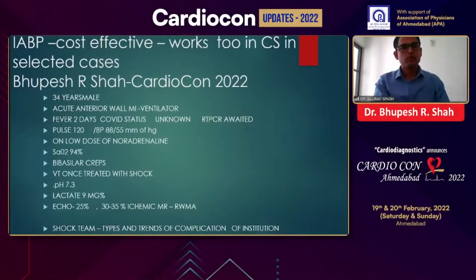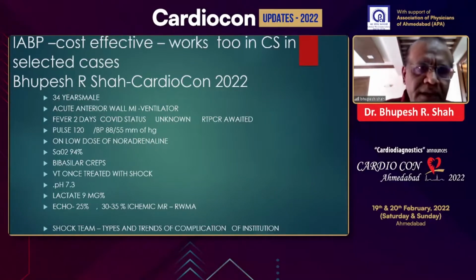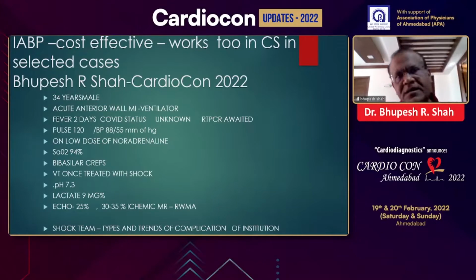Good evening, friends and seniors, and congratulations, Dr. Kamal. The history of the patient has already been described, but there are one or two important things which I would like to mention here. One is the history of fever. Even if the patient has corona, with proper precautions we can take this patient to the Cath lab. Another thing was the low dose noradrenaline the patient was requiring. The third important thing, there was ischemic mitral regurgitation, that is 30 to 35%.